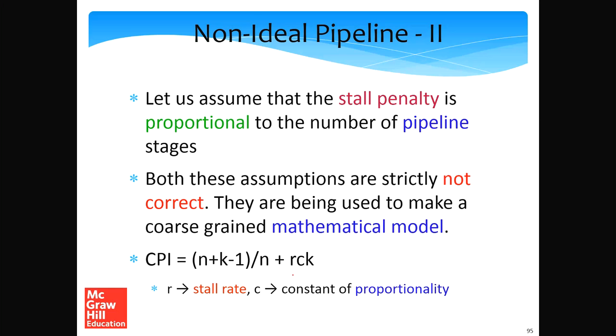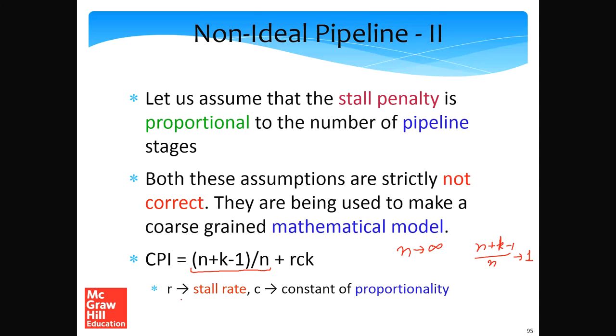So we'll say that the CPI is the CPI that we have observed before, which is (n + k - 1)/n. So this is pretty much the ideal CPI where we're assuming that n is less than infinity, for a small value of n. Because as n tends to infinity, (n + k - 1)/n will tend to 1, right? So let us assume that for small values of n, this does capture an ideal CPI.